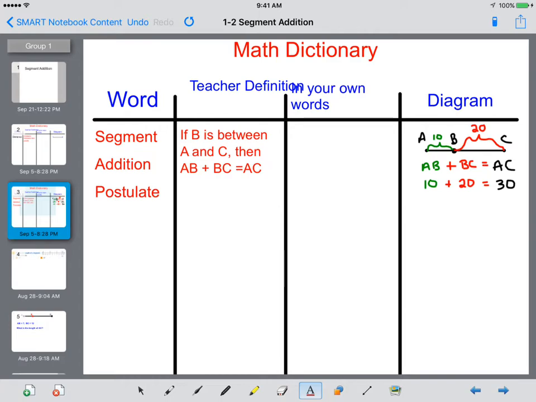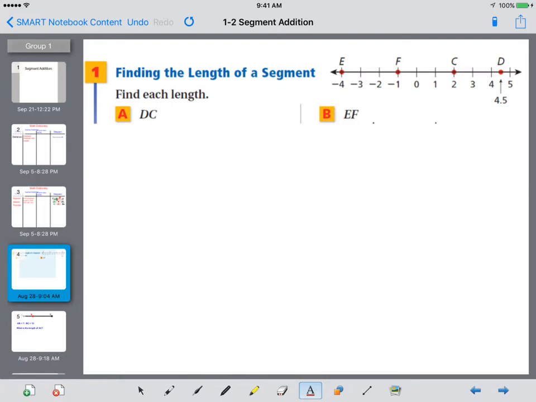Now that you've had a chance to write this word down, here's our first example. It says, find the length of a segment. We learned that distance is a word. It is the measure between 2 points. Part A asks us to find the length from point D to point C.